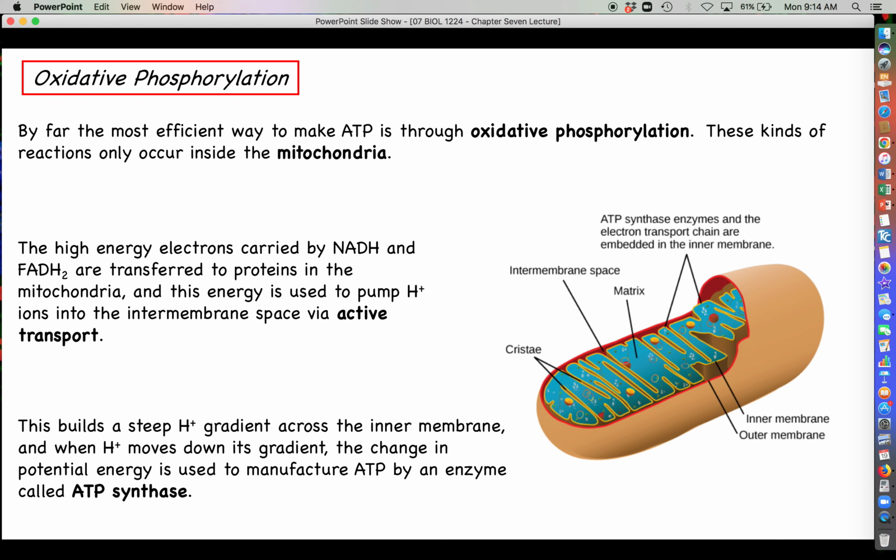So as hydrogen moves down its concentration gradient, we use that release of free energy to stick phosphates onto ADP to make ATP. And as I mentioned before, this is where we see the vast majority of ATP being made.